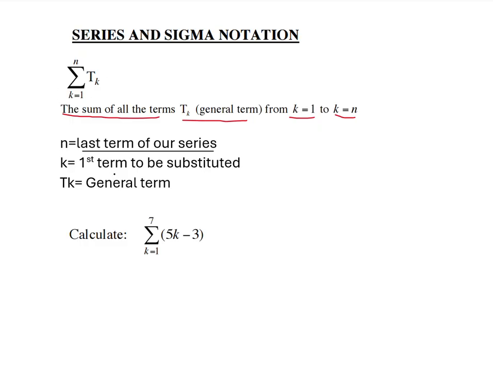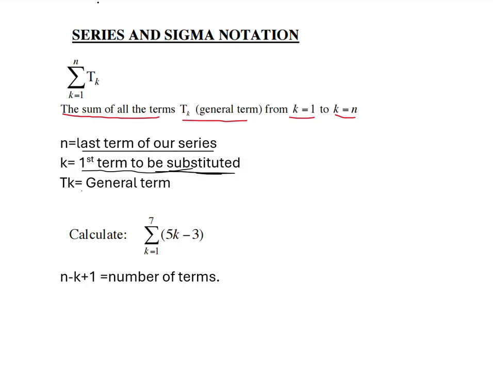I said k represents the first term to be substituted, meaning if you want to find the first term of your series, or you can just say your number pattern, you substitute k is equal to 1 here, and you get the first term. And I said then you have to calculate the number of terms. The formula is n minus k plus 1 is equal to the number of terms. So it's very important to find the number of terms.